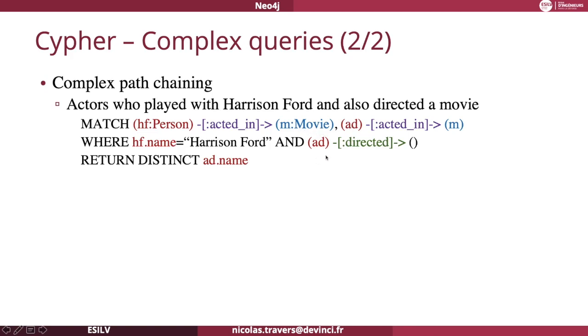And what I want inside the where clause is to put a new pattern. This new pattern says that this AD directed something. I don't know if it is the same movie or not. I just say that AD has played with Harrison Ford and directed a movie, and I get the names.